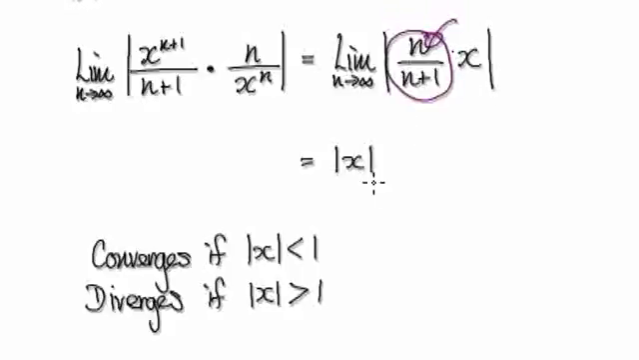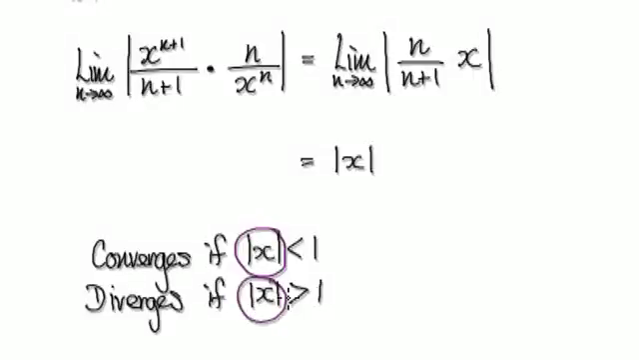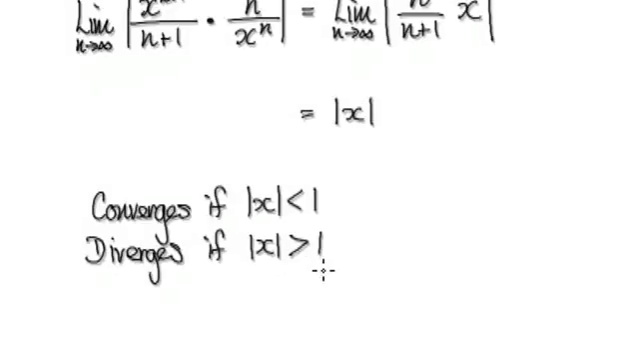So the limit will be the absolute value of x. We know that if the absolute value of x is less than 1, it's going to converge. If it's greater than 1, it's going to diverge. If it equals 1, it's inconclusive. Bear that in mind. I'm going to come back to that later on.